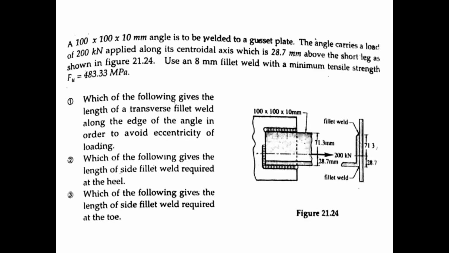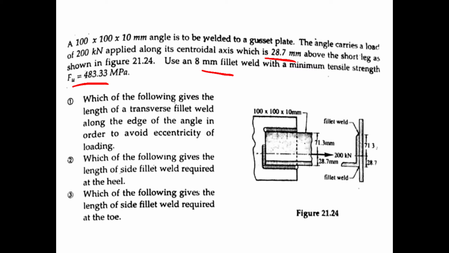So example number 1. A 100 by 100 by 10 millimeter angle is to be welded to a gusset plate. The angle carries a load of 200 kilonewton applied along its centroidal axis, which is 28.7 millimeter above the short leg, as shown in figure 21.24. So use an 8 millimeter fillet weld with a minimum tensile strength F sub u equal to 483.33 megapascal.